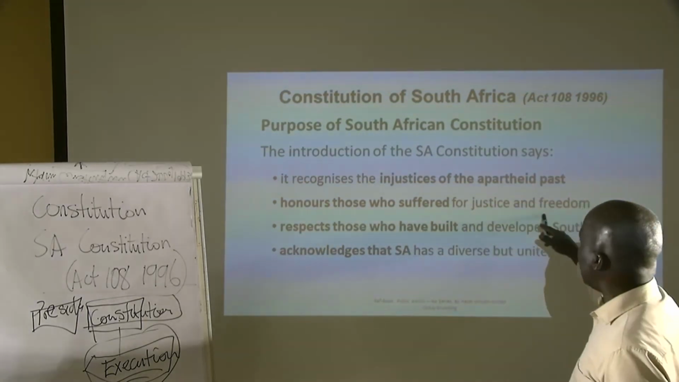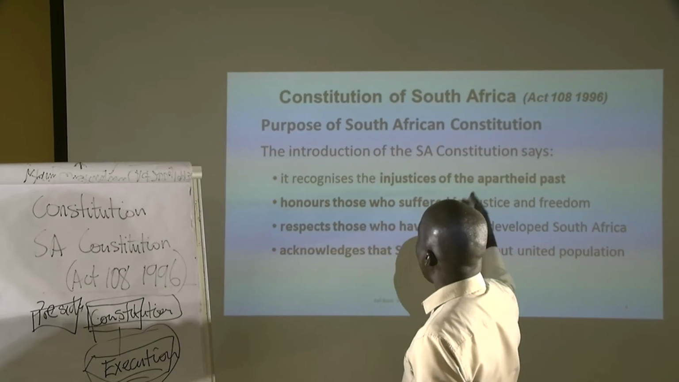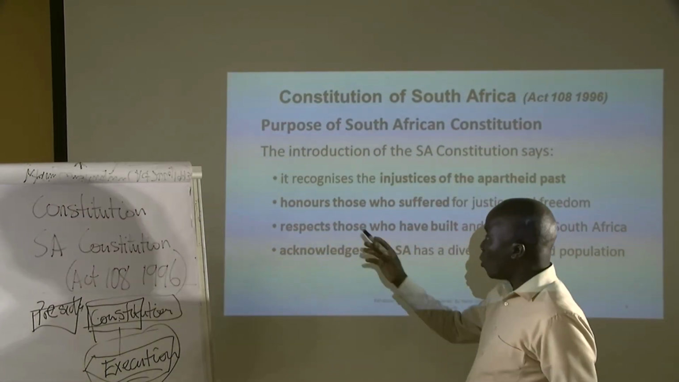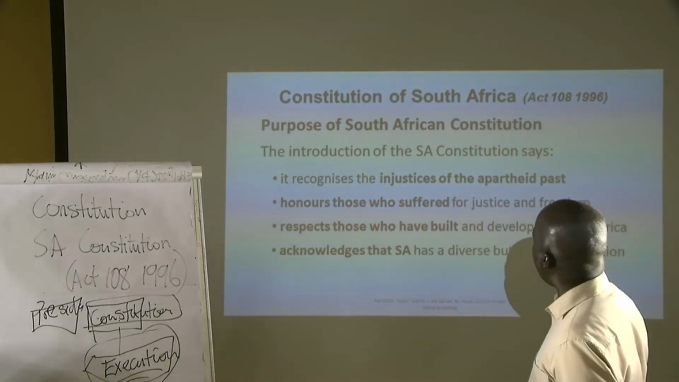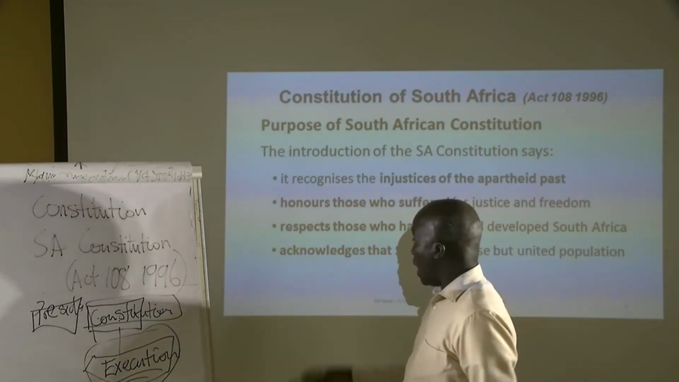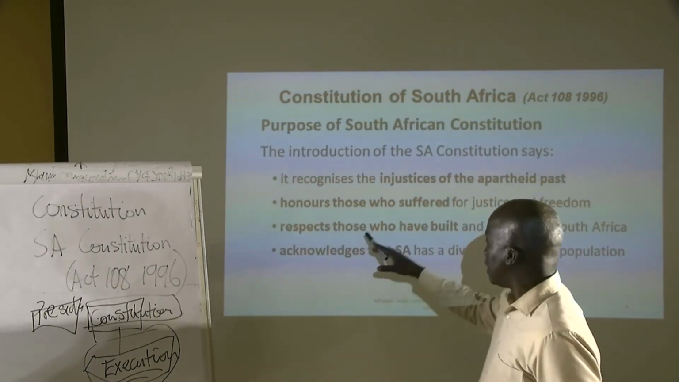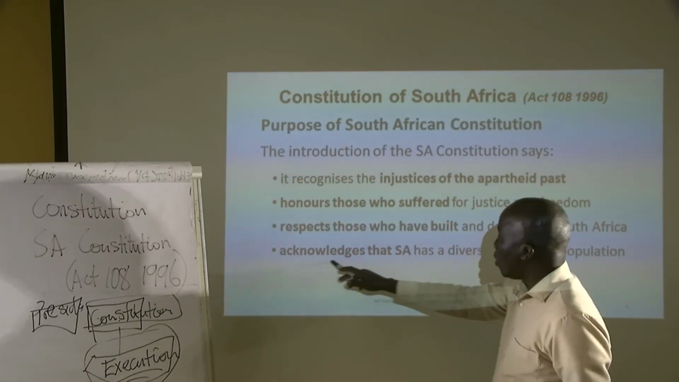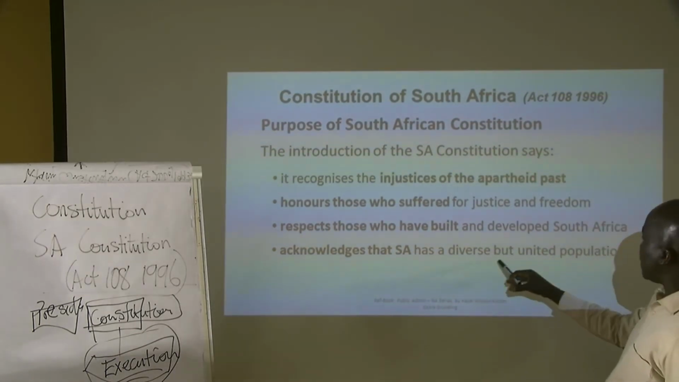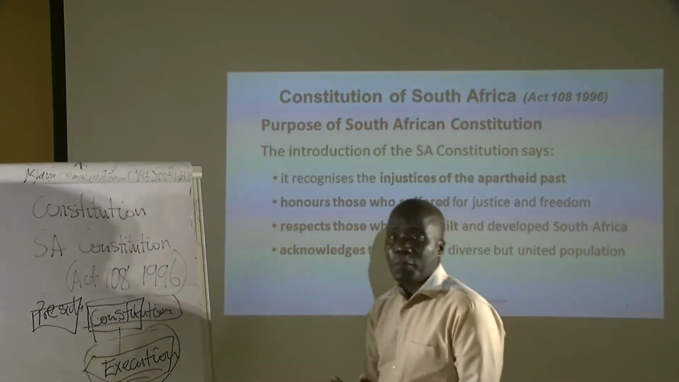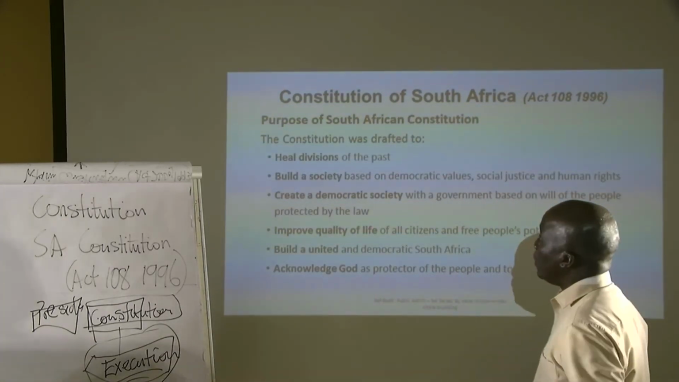It honors those who suffered for the justice and freedom. People who were killed during the fight for freedom and to get out of the apartheid system. It honors them. That's what the South African Constitution brings about. It respects those who have built and developed the country of South Africa. As we know, South Africa has better infrastructure than many of the countries in the African continent. So the Constitution recognizes that. It acknowledges that South Africa is a diverse but united population. Many people you find in South Africa, in many languages, as we'll see in the next. The areas of diversity which we have will be seen.